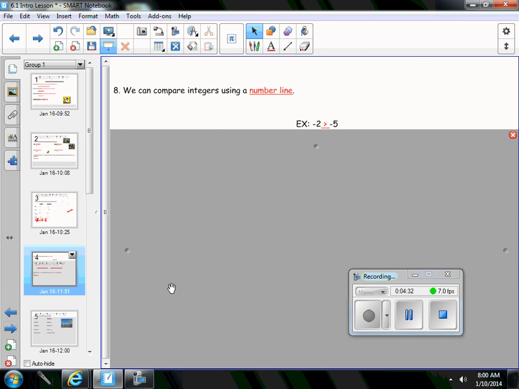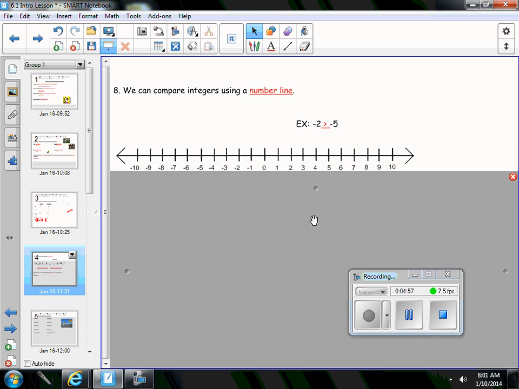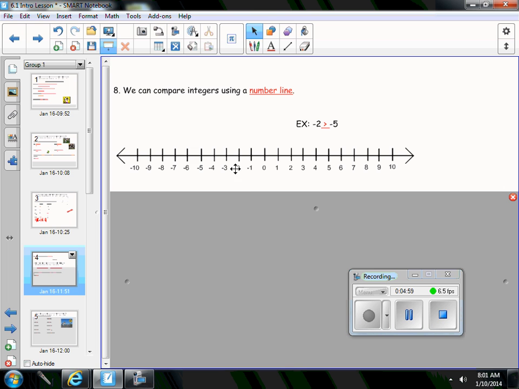Now, we can compare integers using a number line. You'll be given exercises of two numbers, and you have to determine less than, greater than, or equal to. So in our first example, -2 is greater than -5, because if you were to use a number line, -2 is closer to 0 than -5 is. Note on the number line, here's -2, and there is -5.